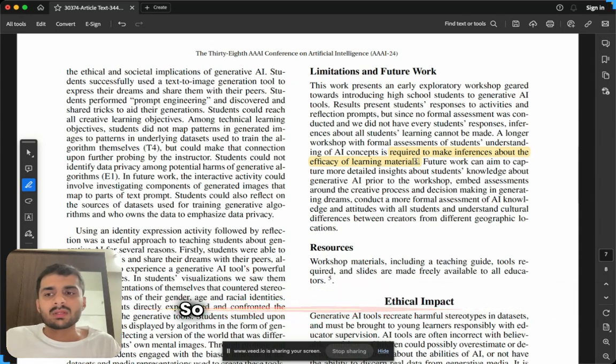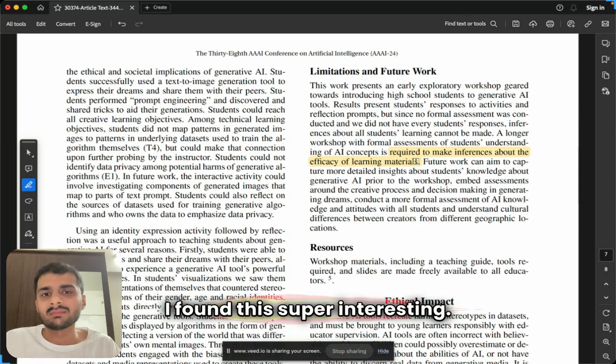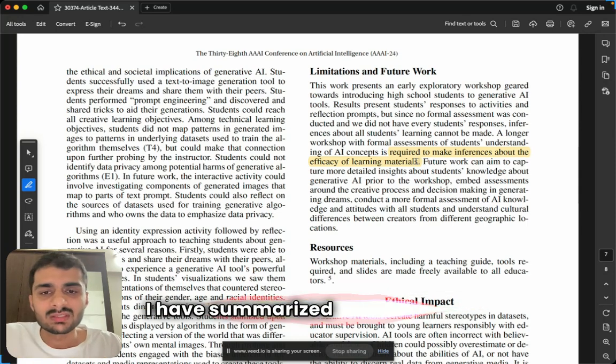So this was the paper, and I found this super interesting. I learned a lot of things which I've summarized in this article.